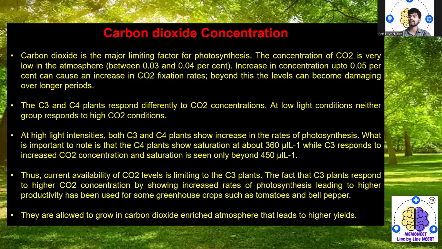The fact that the C3 plant responds to the higher concentration of CO2 by showing an increased rate of photosynthesis leading to higher productivity has been used for some greenhouse crops such as tomato and bell pepper. So they are allowed to grow in a carbon dioxide enriched atmosphere that leads to high yield.